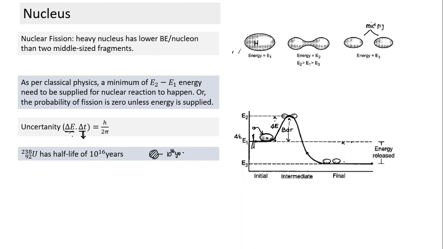What is 10 to the power 16 years? Many more than billions of years. Whatever number of this particular isotope were there initially, that number will become half after this many years. Why has it taken so much time? The probability of conversion of this particular nucleus into a smaller nucleus is so low. The probability is very low in a given time interval, but as time keeps getting prolonged, more and more keep getting converted.